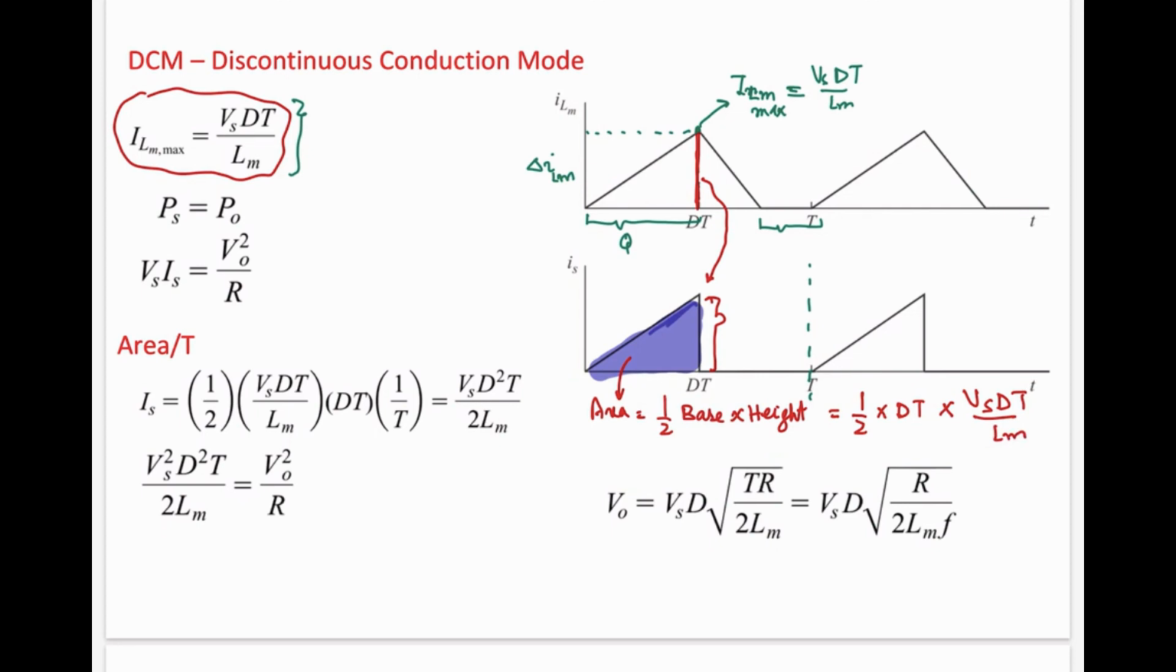So this is the area that you can see over here, half base into height, and dividing it by t, that is 1 by t, to take the average value over the cycle. So the average supply current over the cycle will be equal to Vs d square t by 2Lm. That is the average supply current.